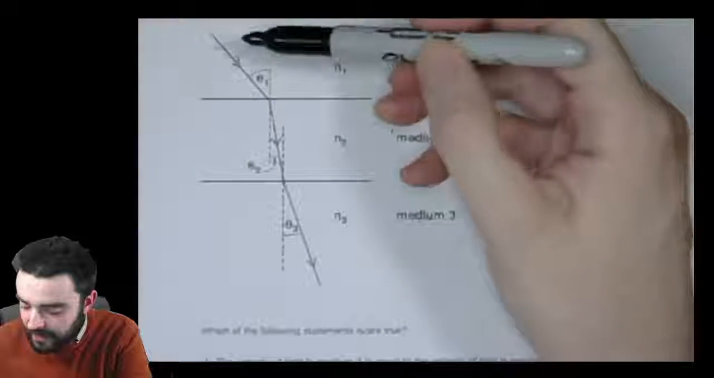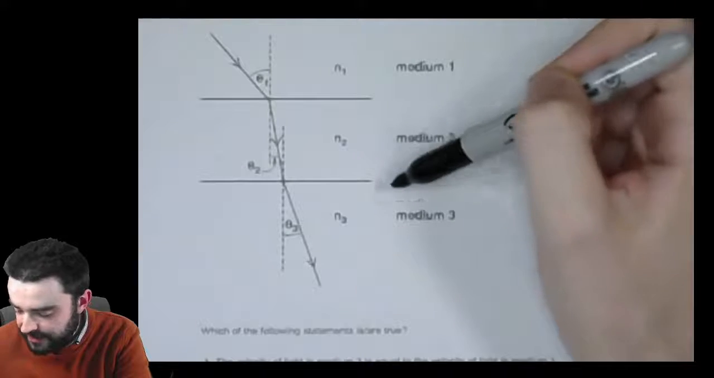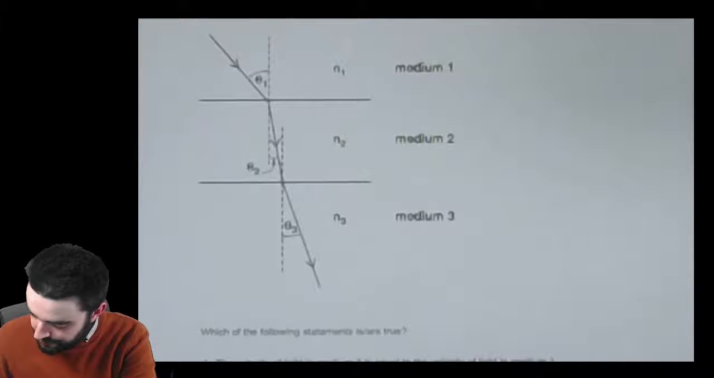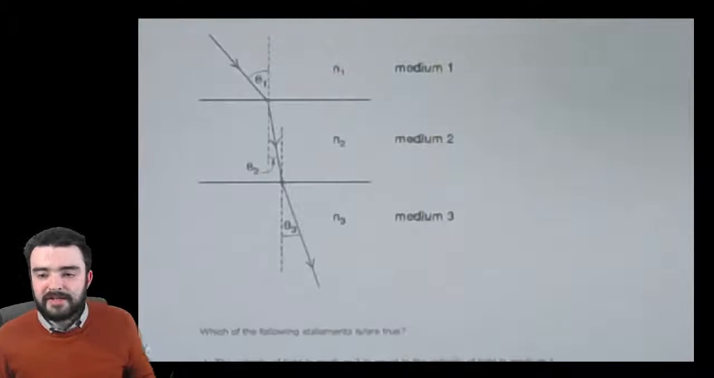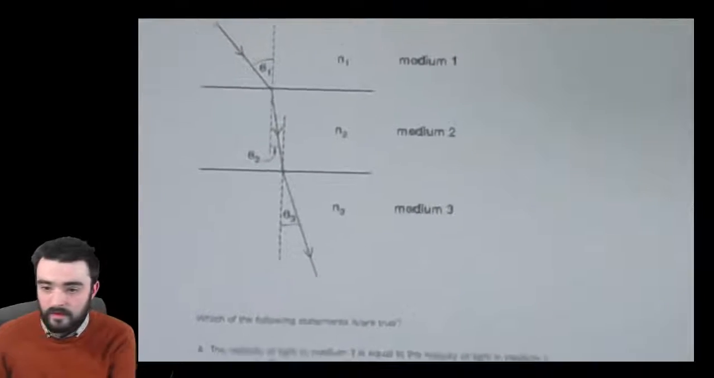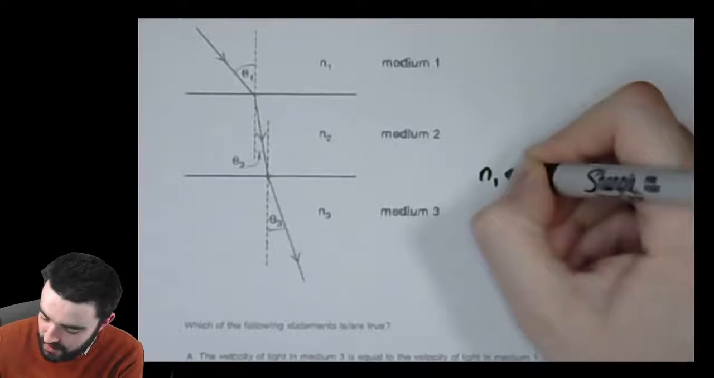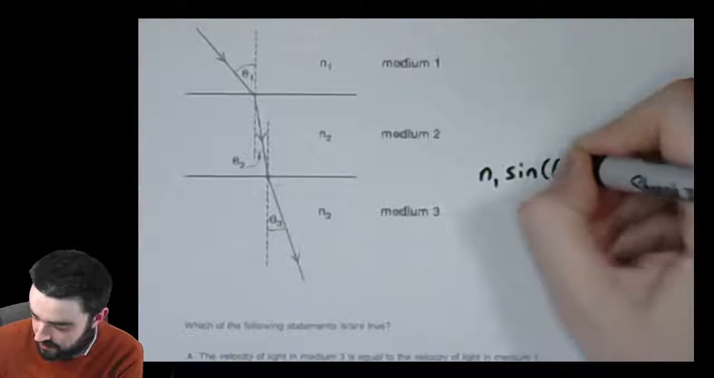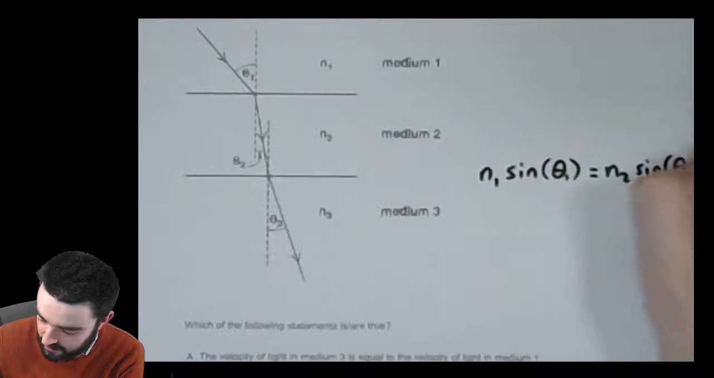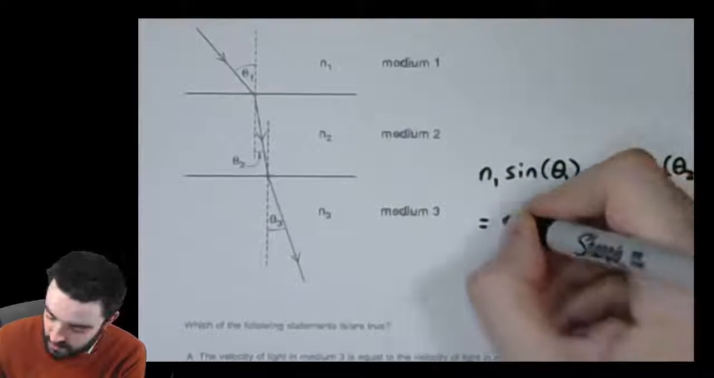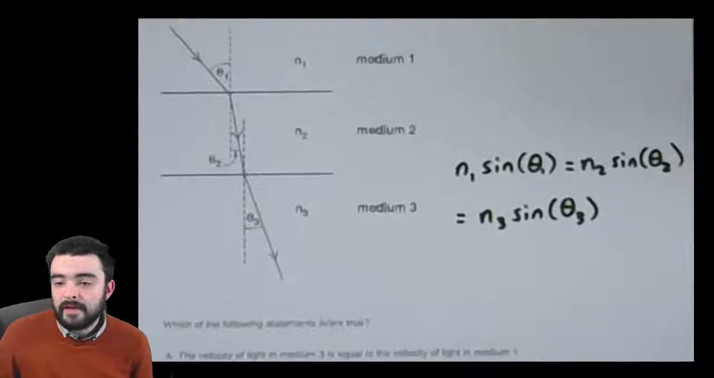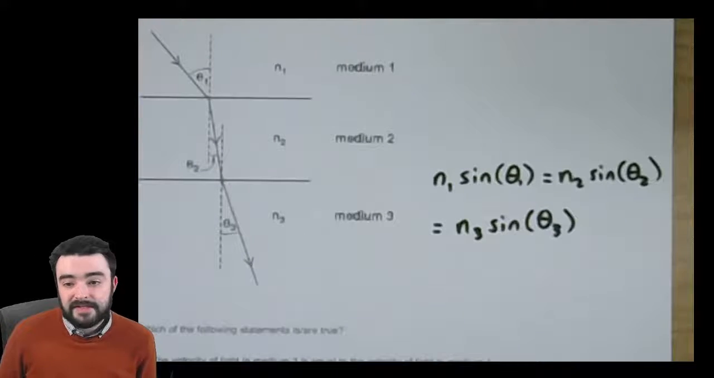It's showing that we've got a ray of light going from medium 1 into medium 2 and into medium 3. And we're being asked which of the following statements are true. Well, for this one, I'm actually just going to work out what it would need to be. So Snell's law, you've got n1 sine theta 1 is going to be equal to n2 sine theta 2, which is going to be equal to n3 sine theta 3.